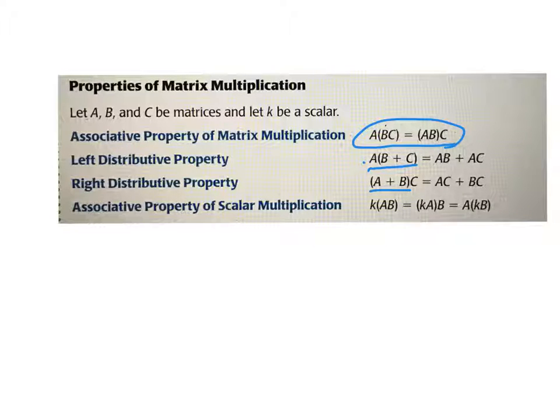You can put matrix A, work what's in the parentheses first, or you can do matrix A times B and matrix A times C and add them up. I think it's a little quicker actually to do the addition first and then multiply one time, but that's me. But distributive does work either way.